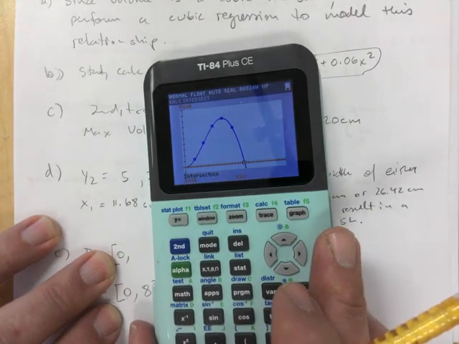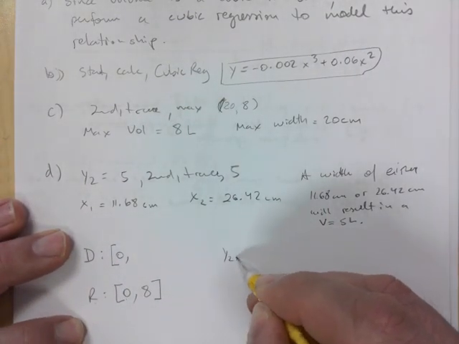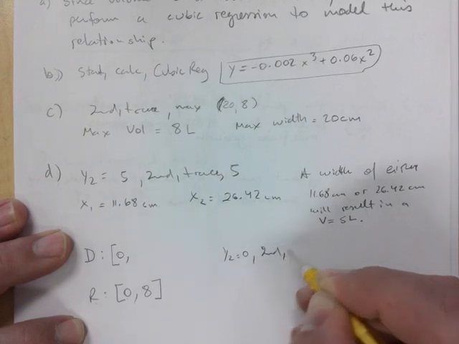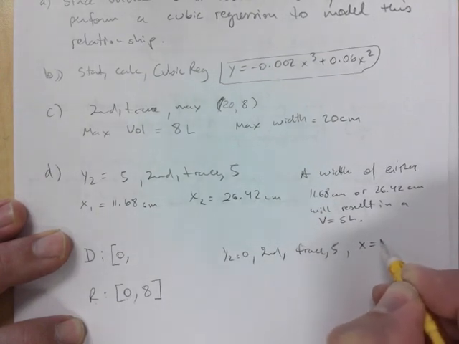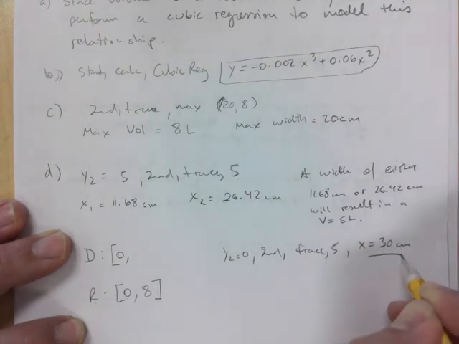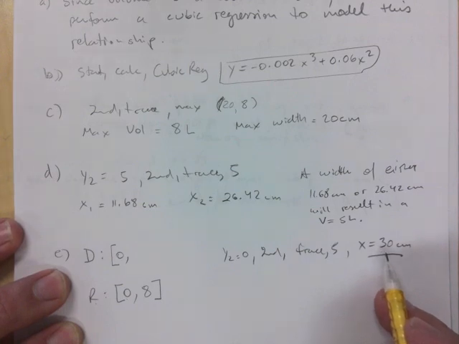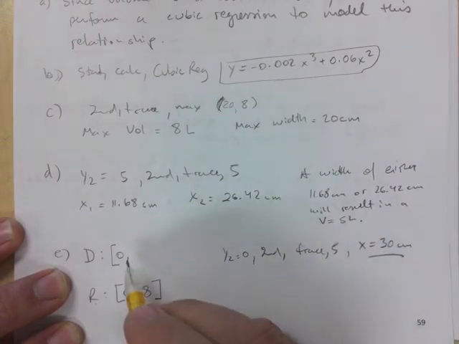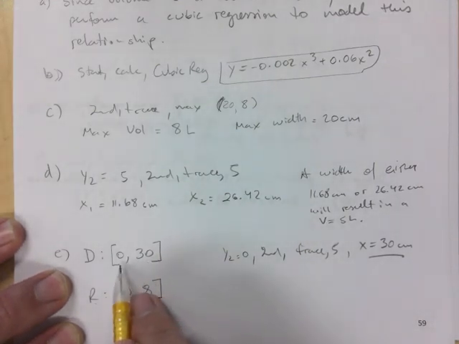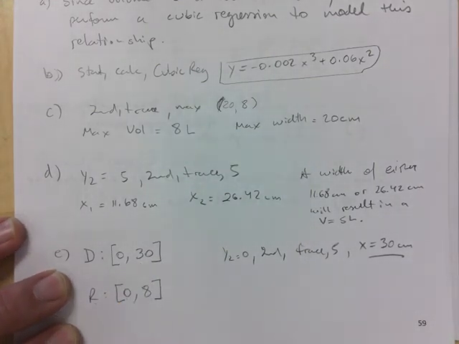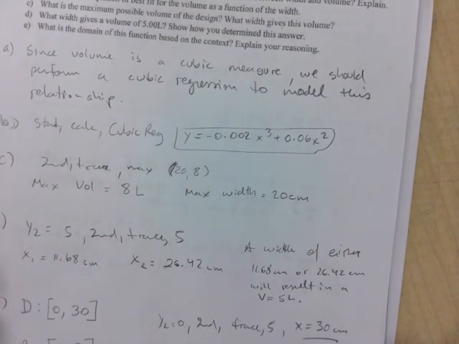That's 30, 0, 30, 0. So we're going to go y2 is equal to 0, second trace 5, x is equal to 30 centimeters, right? And if you think about it, that is the furthest right you can go, 30 centimeters. So the width between 0 and 30 centimeters would do. Okay. That is it.